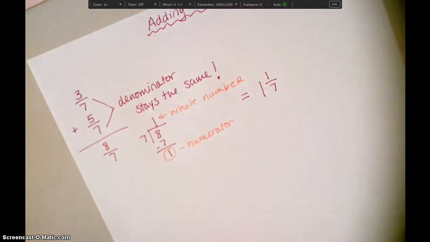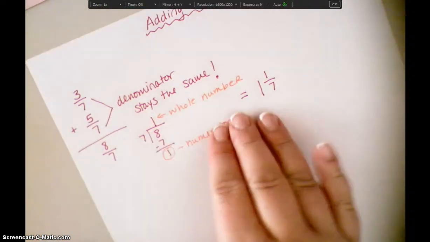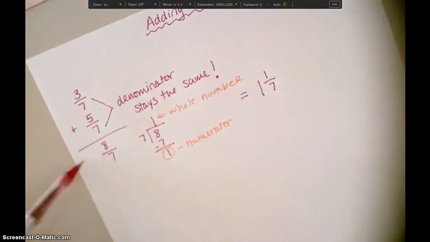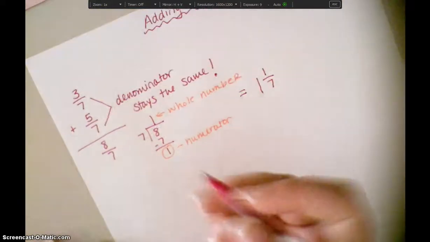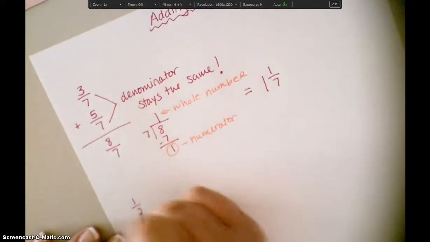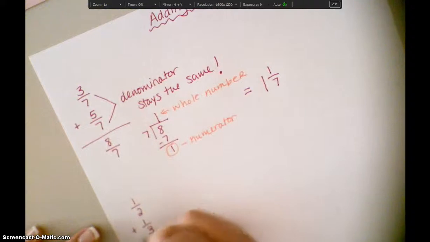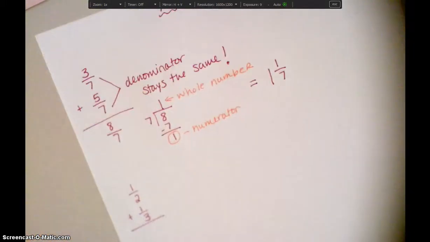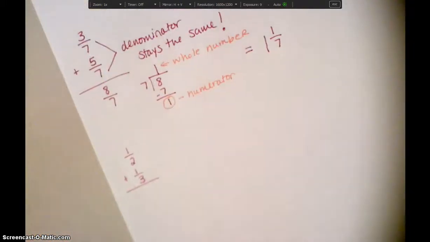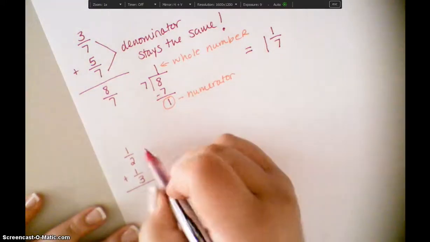Let's try one that has different denominators, but no having to regroup. This is what we call regrouping right here, where I had to make it into a simpler mixed number. So I'm going to do 1/2 plus 1/3. Okay, so a lot of people like to try and add this and say that the answer is 2/5, and I just added it. Well, no, that's not correct because we cannot add these without a common denominator.